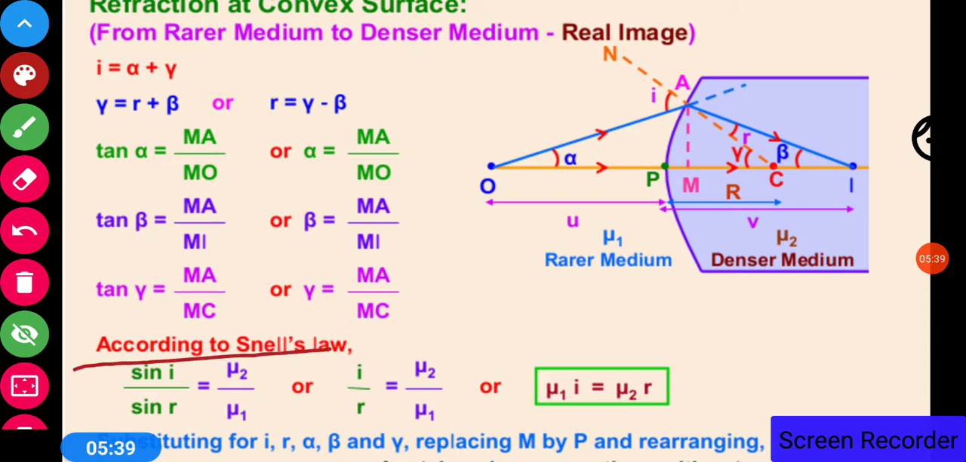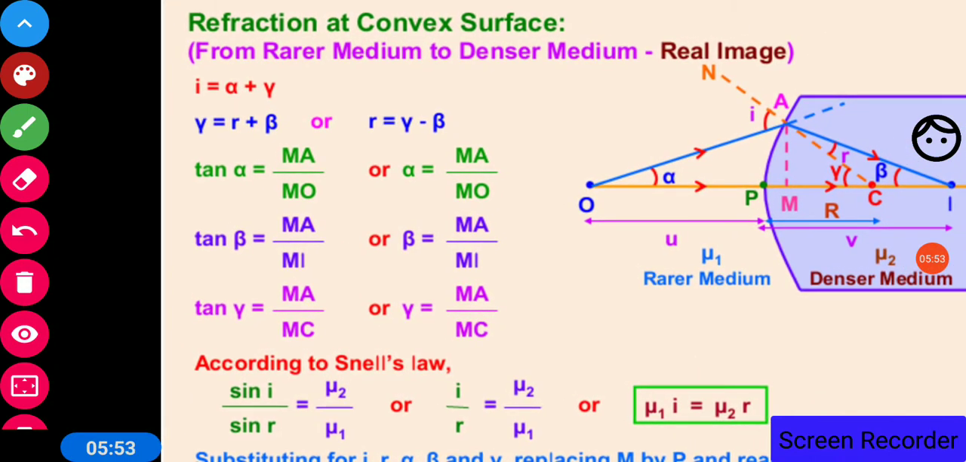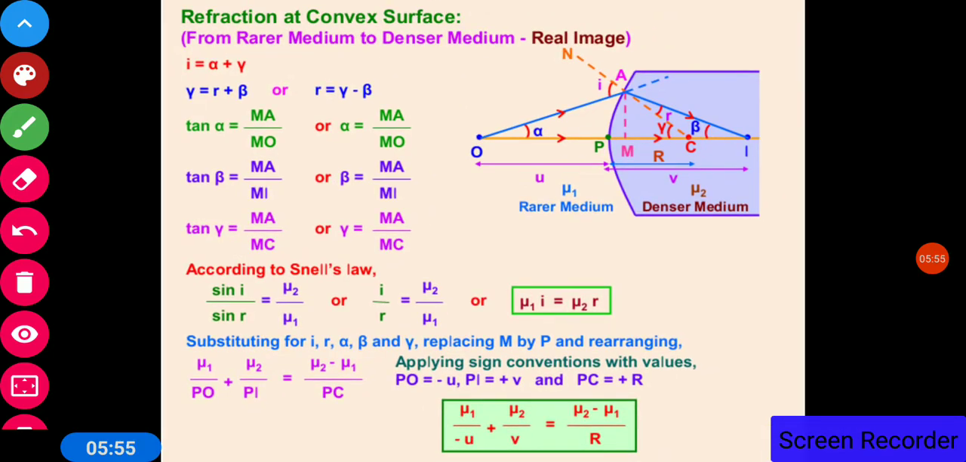Now according to Snell's law, sin i upon sin r is equal to mu2 upon mu1, or i upon r is equal to mu2 upon mu1, or mu1 i is equal to mu2 r. Now put all the values of i, r and alpha, beta, gamma in this equation. So this equation will reduce to this one, that is mu1 upon PO plus mu2 upon PI is equal to mu2 minus mu1 upon PC.